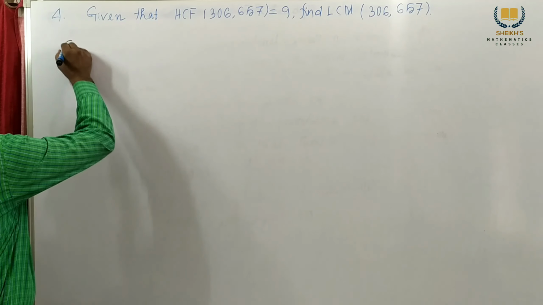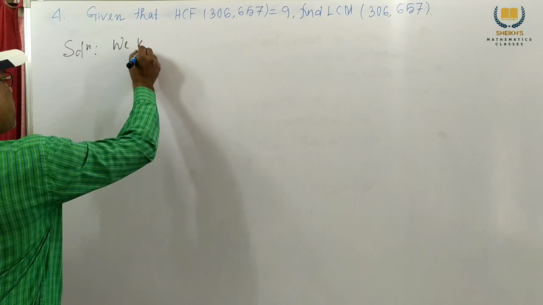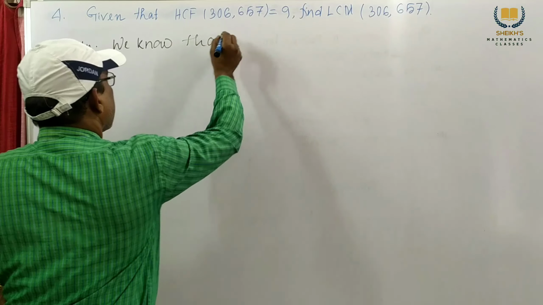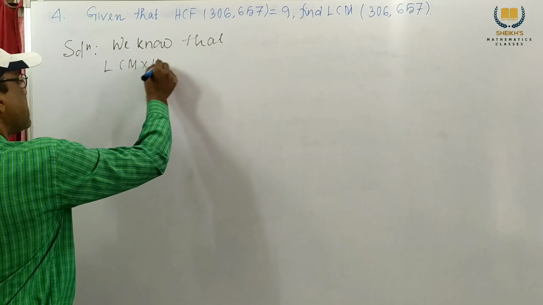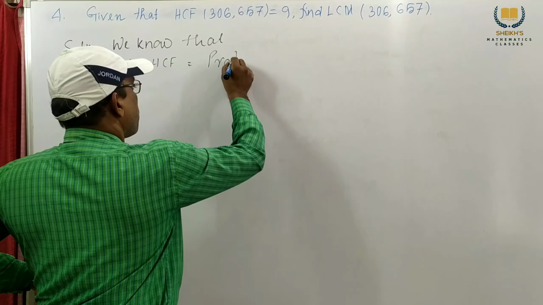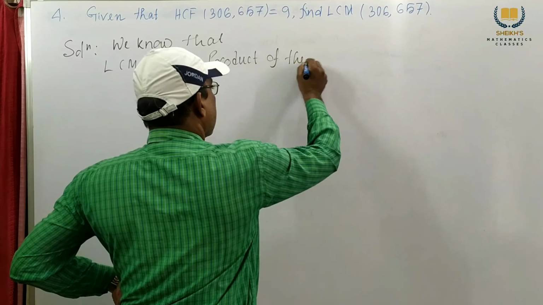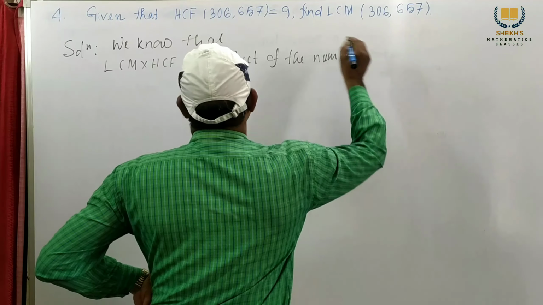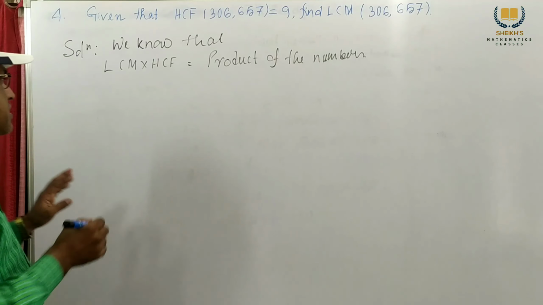Now the solution. We know that LCM into HCF equals the product of the two numbers. We know this formula: LCM into HCF equal to product of the numbers.